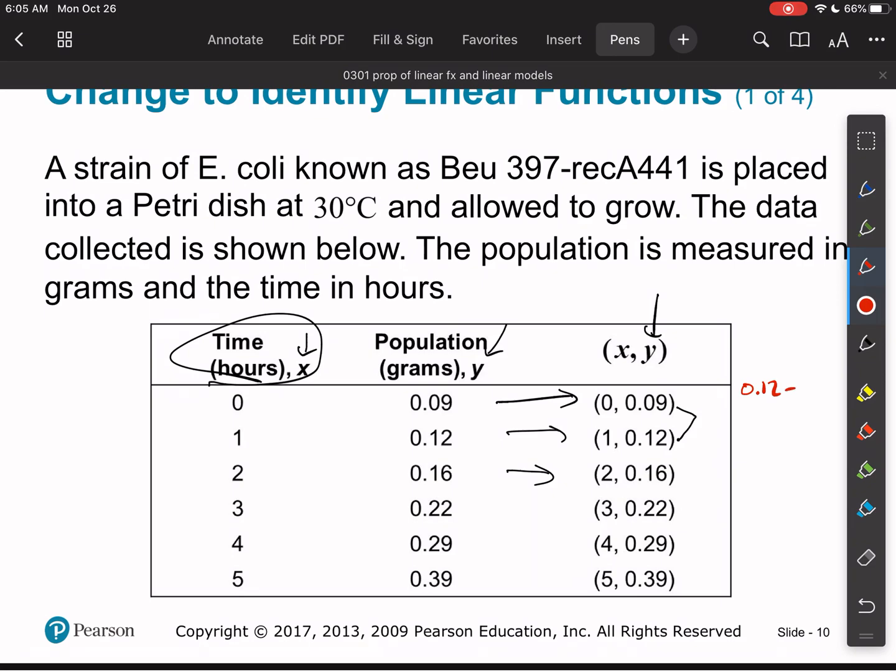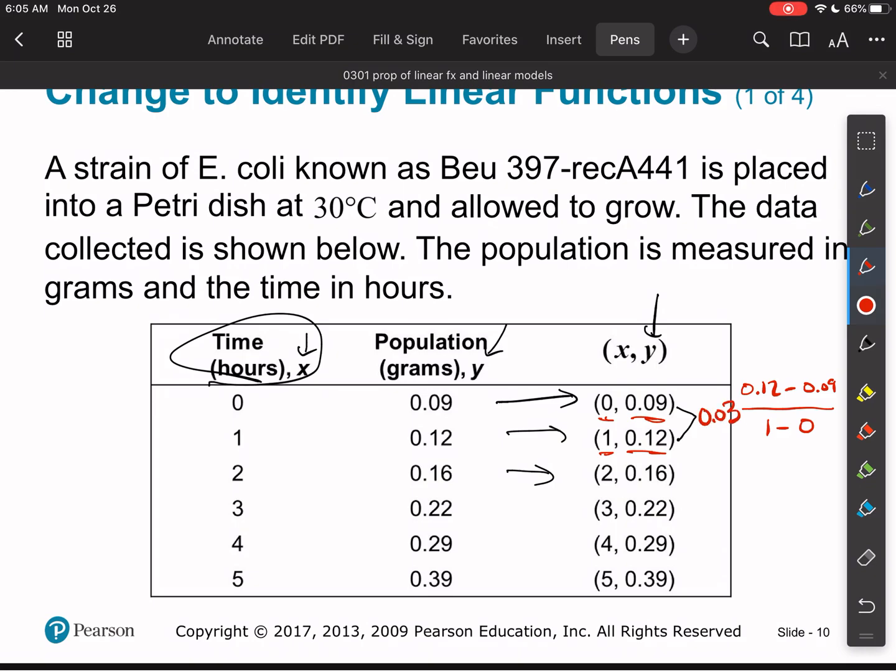0.12 minus 0.09 over 1 minus 0. Okay, so I just took this, subtracted this, took this, subtracted this. That's how you find slope. You divide them out. Okay, so 0.12 minus 0.09 would give us 0.03. 0.03 divided by 1 would just give us 0.03. Okay, so what I'm going to have for my first slope is 0.03.